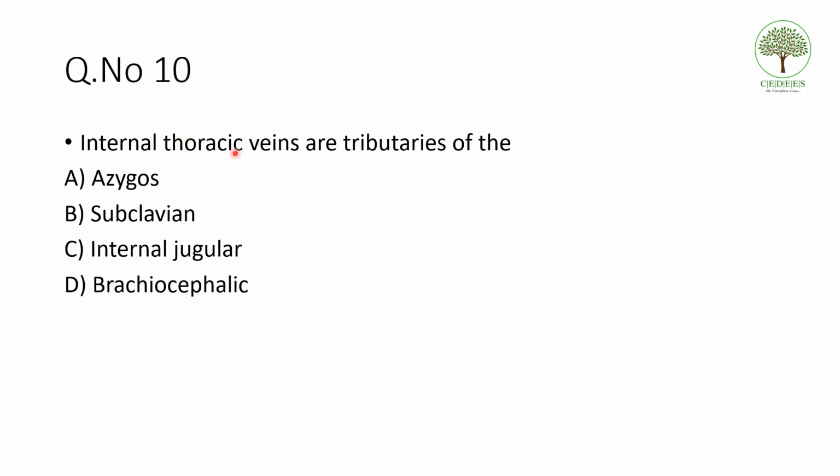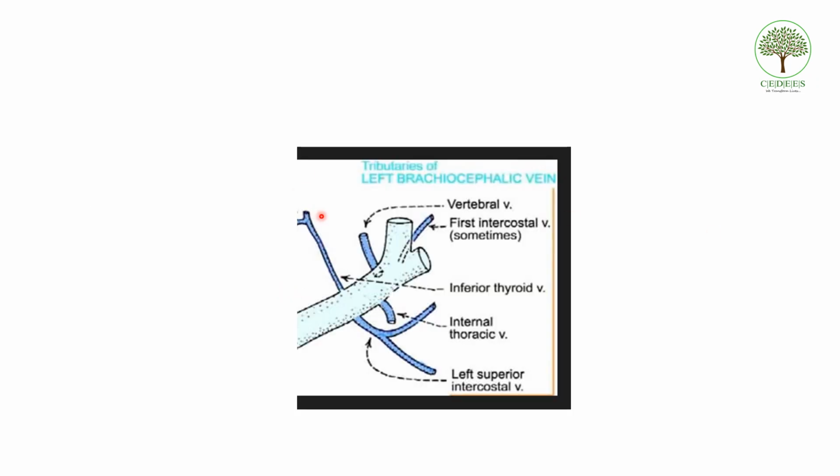Question number 10. Internal thoracic veins are tributaries of the brachiocephalic vein. Again, a straightforward question. The other tributaries which you have to remember very importantly are the inferior thyroid vein and the vertebral vein, which are also tributaries of the brachiocephalic vein.